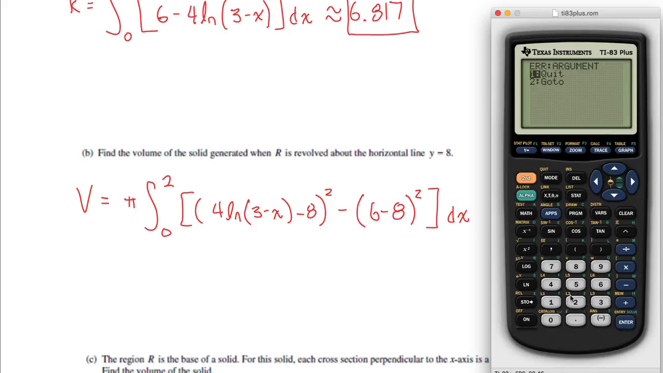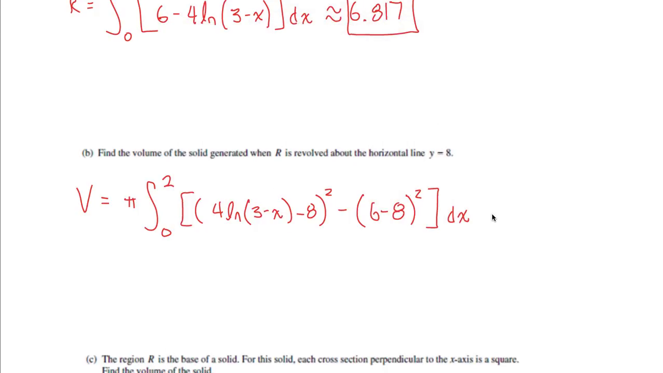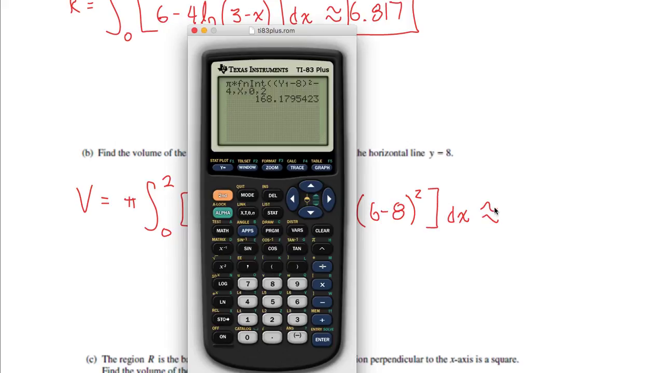Uh-oh, what did we do? Oh, yes, they are off. I don't need that one. I'm going to delete that one. Now it should work, right? There it is. I get, wait a second. Woo! Is that right? 168.17. That's what I got. Alright, perfect. So that's approximately equal to 168.180.